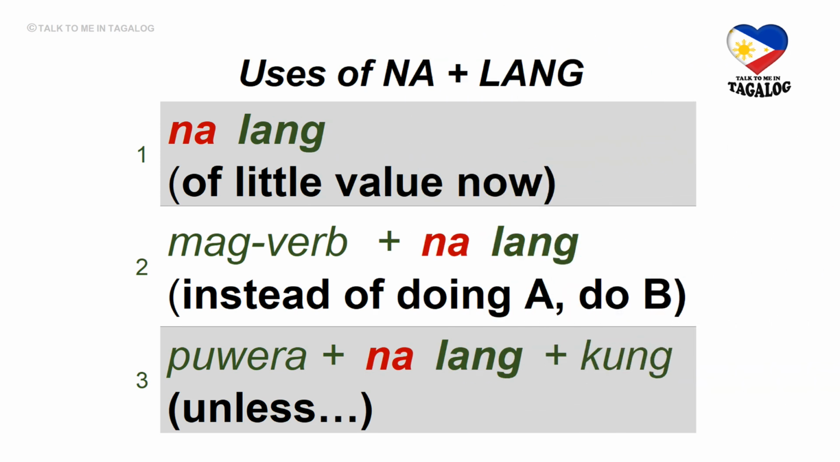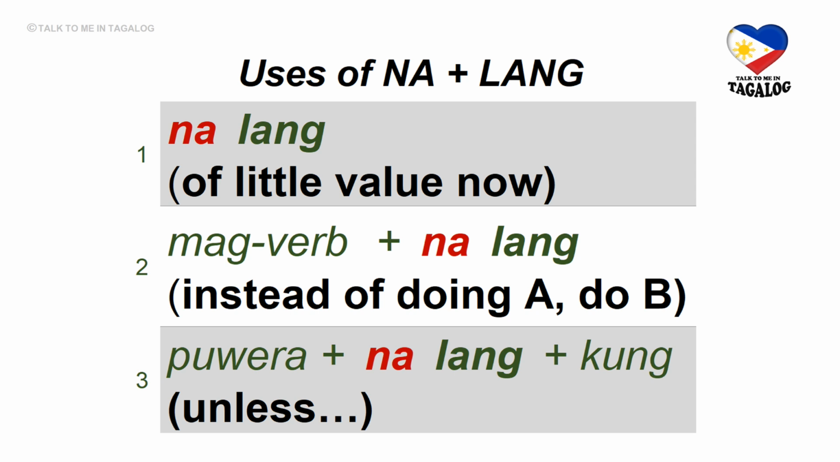Here are 3 ways to use the phrase na lang. First is na lang to indicate that something valuable before is of little value now. Second is magverb plus na lang, which means instead of doing A, do B. And the third one is puwera na lang kung. Puwera na lang kung, meaning unless.